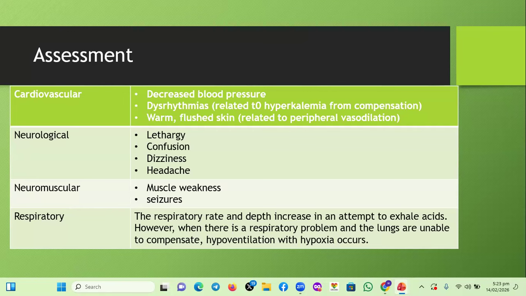Then neuromuscularly, you see that there's going to be muscle weakness, and then seizures can also occur when the individual is having respiratory acidosis.